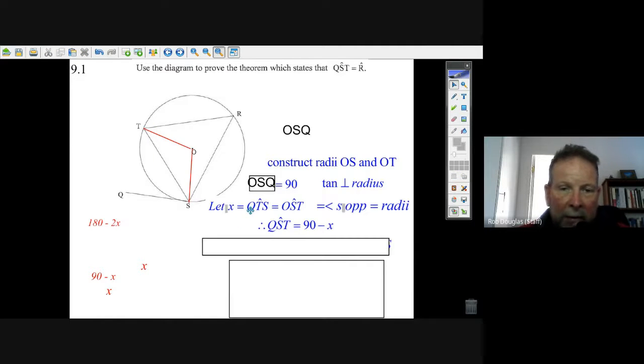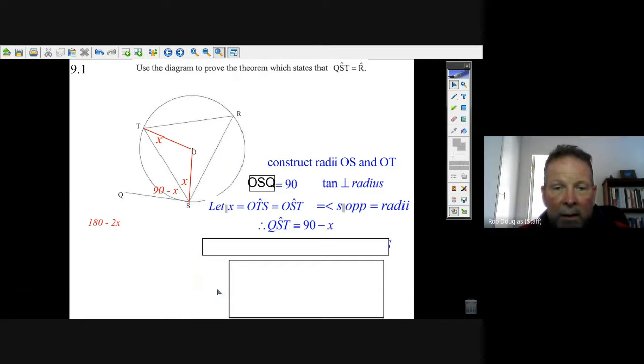Now let's look at another thing. Then you let certain angles, OTS, you let that equal X, and you let that one equal X, OST, you let those two angles equal X. And why can we do that? Because there are equal angles opposite these equal radii. Then you could also say that QST now, because you know that's 90 degrees, QST must be 90 minus X.